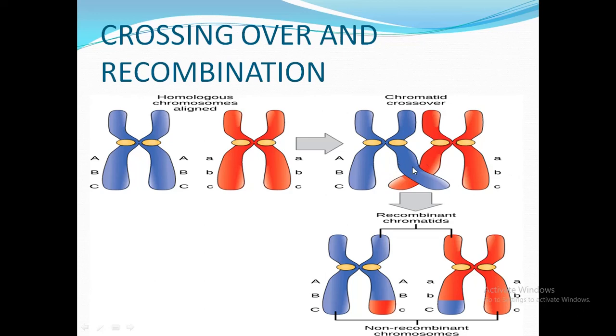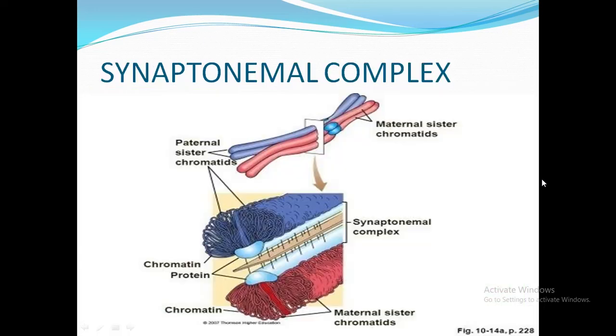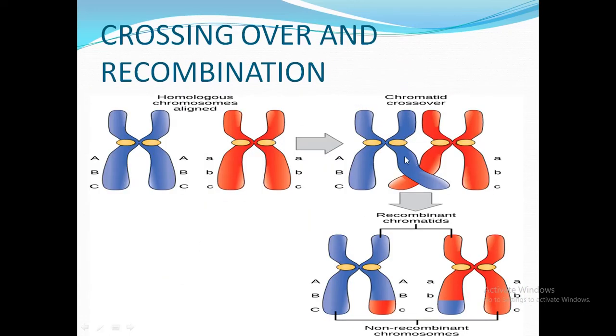So during pachytene, crossing over occurs. During crossing over, the non-sister chromatids overlap each other at certain points, and the point where the crossing over is taking place is called chiasma. Sorry, singular is chiasma; chiasmata is plural. So what is chiasma? Chiasma is a point where the non-sister chromatids of the homologous chromosomes overlap.